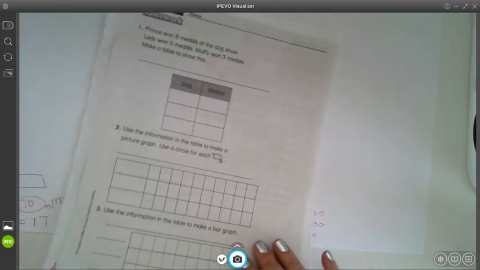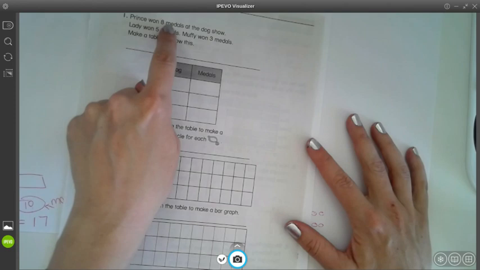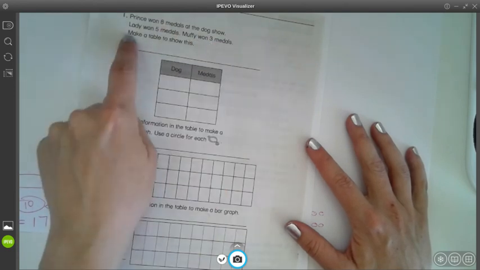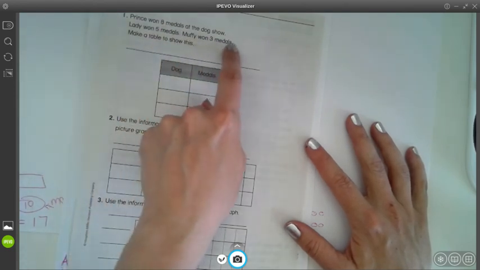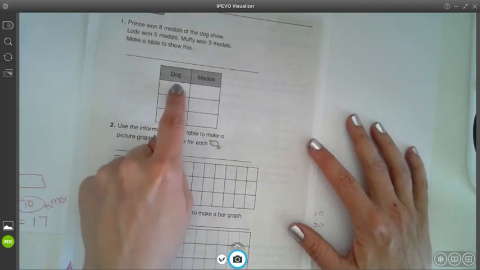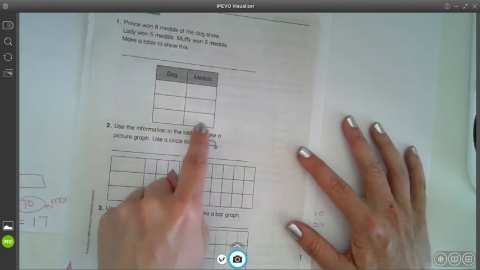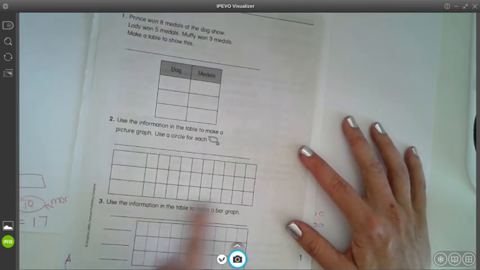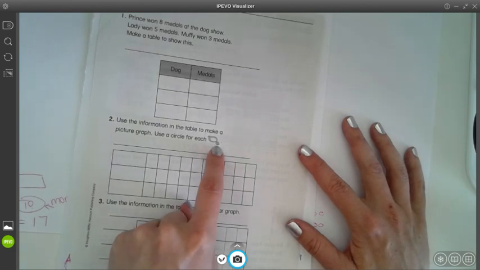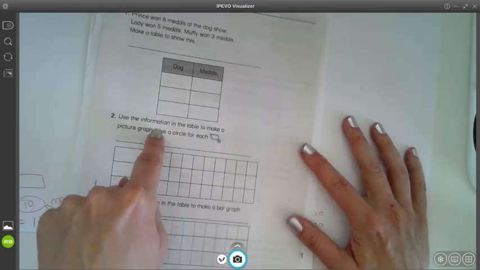And just real quick to walk you through the homework piece. Okay, this one is Prince won 8 medals at the dog show. Lady won 5 medals. Muffy won 3 medals. Make a table to show this. You're going to put the dog here, Prince, Lady, Muffy, the number of medals. And then here you're going to do just like what we just did, and it shows you the picture that they want you to use. You're going to make a picture graph with this data up here.